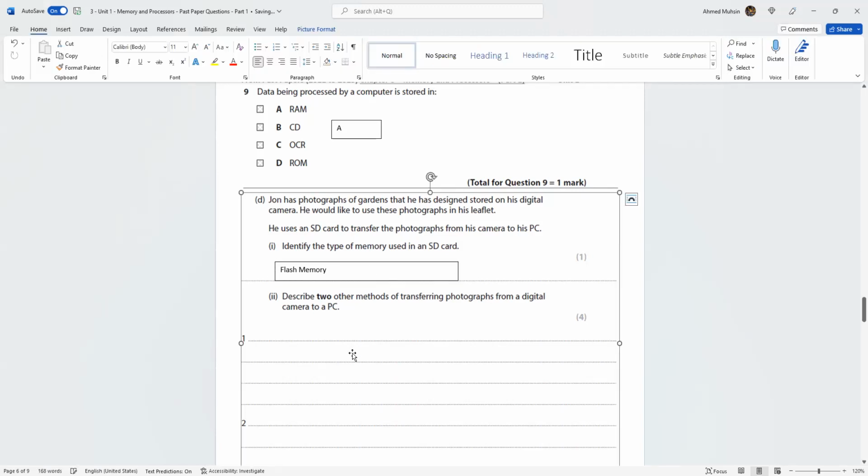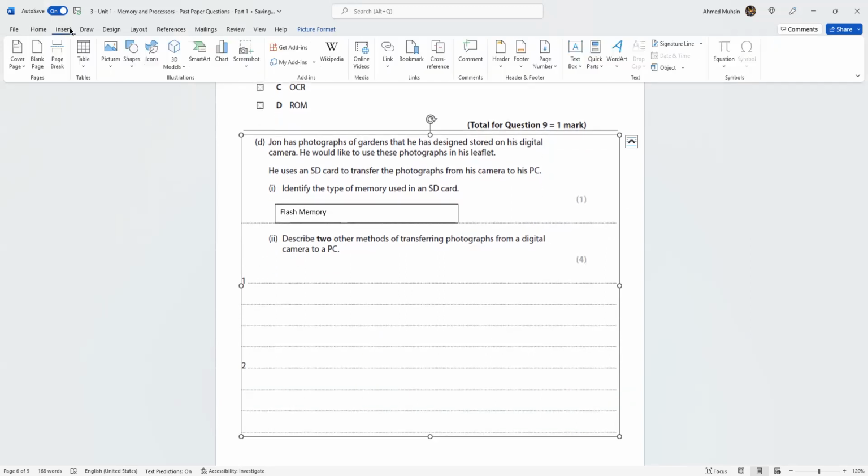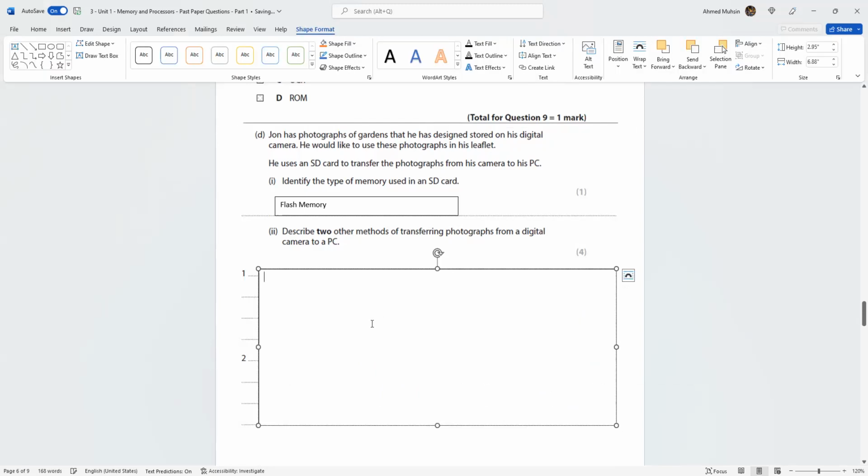Describe two other methods of transferring photographs from a digital camera to a PC. This is not directly related to this chapter, but it can be included. They have already mentioned the use of an SD card, so we have to mention something different. One thing that we can talk about is using Bluetooth. When he uses Bluetooth, he will have to pair both devices. The camera and the PC will have to be paired first. Thereafter, transferring of photographs between both devices can take place. So let's mention that first.